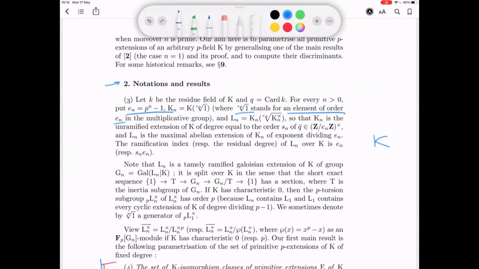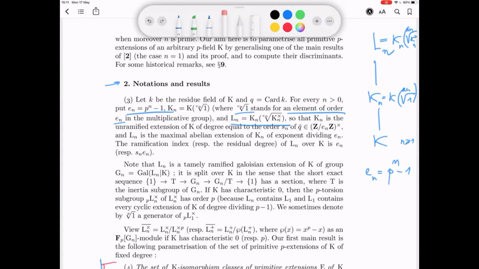So we have fixed K and we have fixed an integer n. Then we have this K_n, which is obtained from K by adjoining an e_nth root of unity, where e_n is p to the power n minus 1. And then we have L_n, which is obtained from K_n by adjoining the e_nth roots of everything in K_n star.